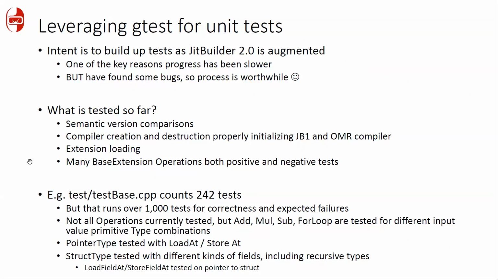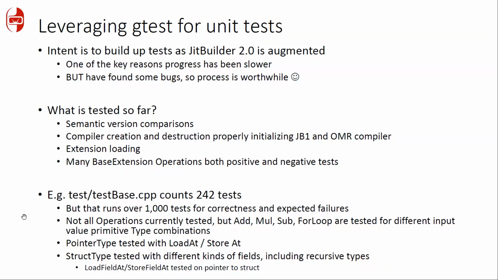And then for the base extension, I've written a fairly extensive number of tests, which test both positive and negative things. Again, having that return code that tells you what went wrong allows you to do a good job of making sure that you're properly validating the IL that's being created. Currently the test base, which tests the base extension, counts 242 tests, but that's really over 1,000 tests because there are a lot of expect tests happening inside each one of those tests that Google Test is counting.